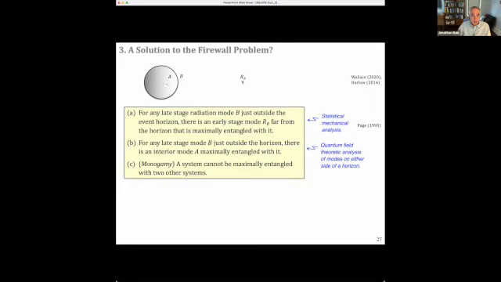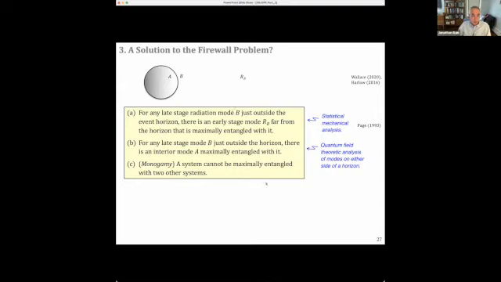There's this mode conventionally called R sub B that's far from the black hole. The black hole literally is this black circle, right? So mode R_B is an early stage mode emitted early on in the process that at this late stage is some distance away from the black hole. There's another mode, capital B, call this a late stage radiation mode that's just outside the event horizon. And then there's this interior mode A inside the event horizon.